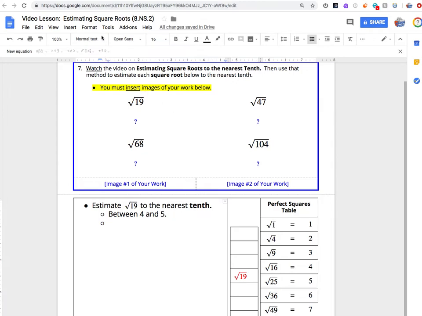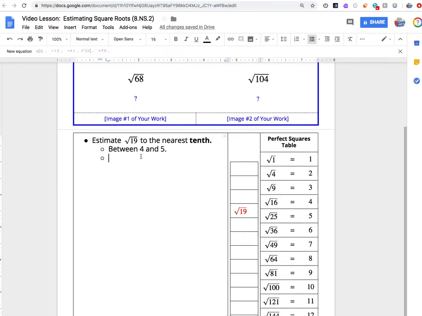Welcome. In this video, we're going to show you how to estimate square roots and how to do it a little bit more exactly so we can get to the nearest tenth of a unit. When you get to problem number 7 today, they ask you to estimate 4 different irrational numbers, 4 different square roots, but this time they want you to get to the nearest tenth of a unit. We're going to show you how.